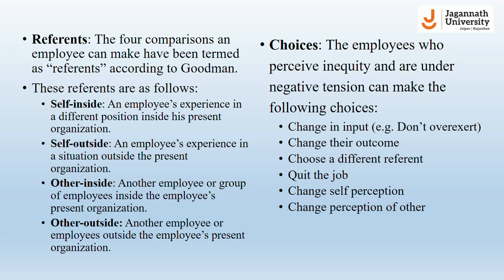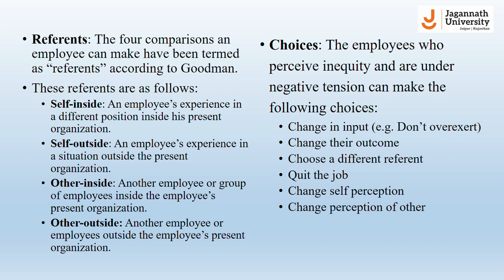So the same thing is that when negative tension has to be resolved, an individual can make the following choices. And these choices are: change their input, change their outcome, any of these can happen. Choose a different referent, quit the job, which is generally considered to be the last choice, change self-perception, change perception of others. The last two are mostly not tried by individuals because these are somewhat difficult for an individual.